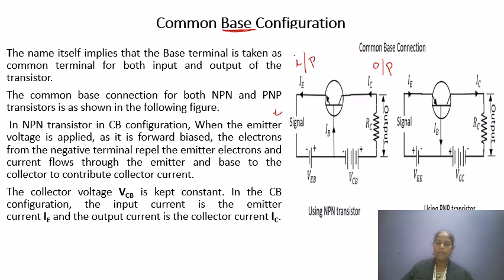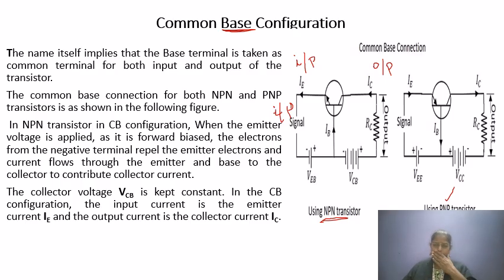This is the input. Okay. For the common base, we have two types of transistor, NPN and PNP. Let us see both. From the arrow we can say: where the arrow is pointing outside, it is NPN. Where the arrow is pointing inside, it is PNP. Clear?